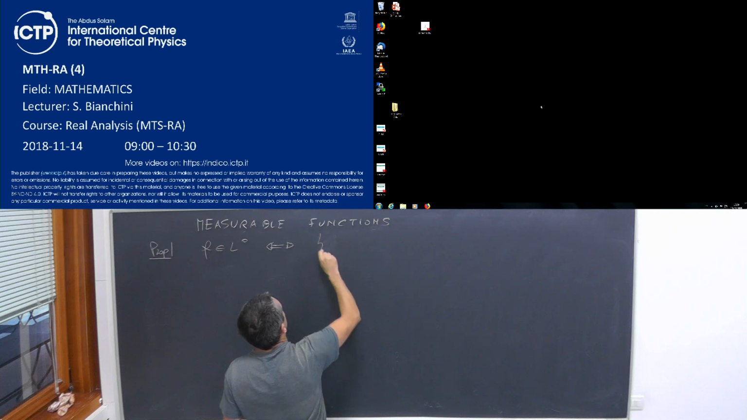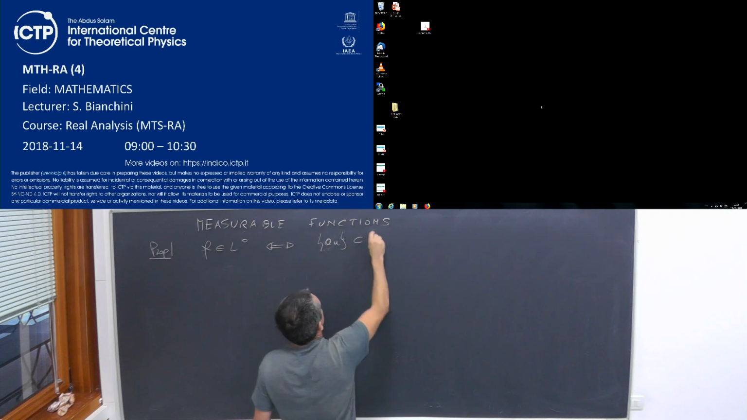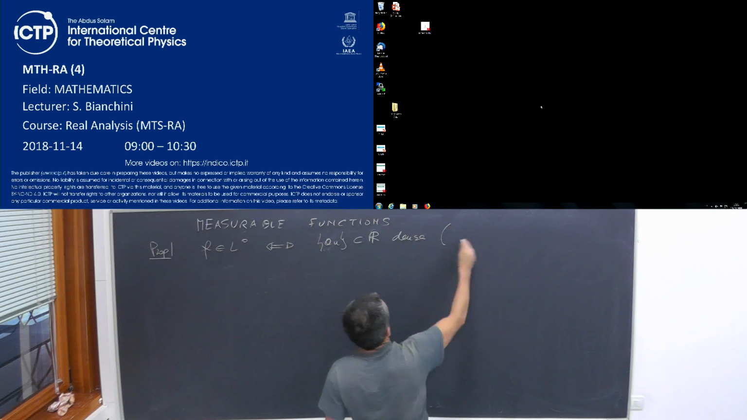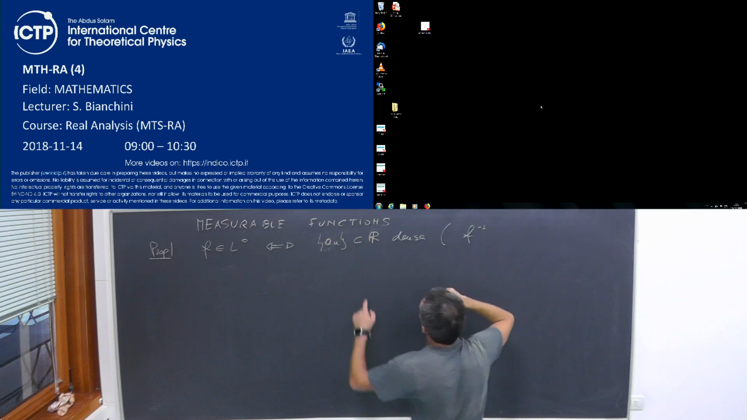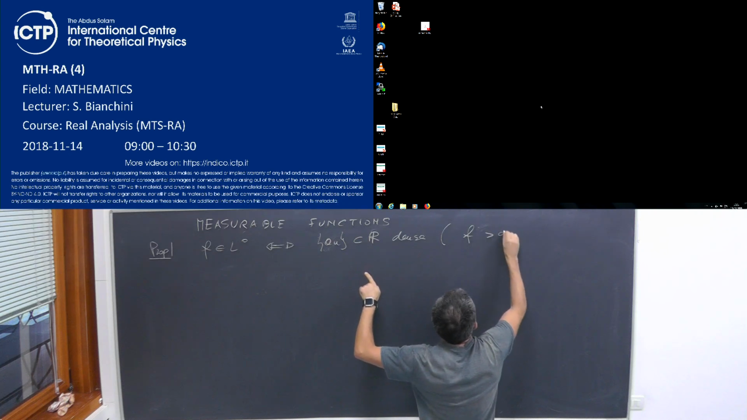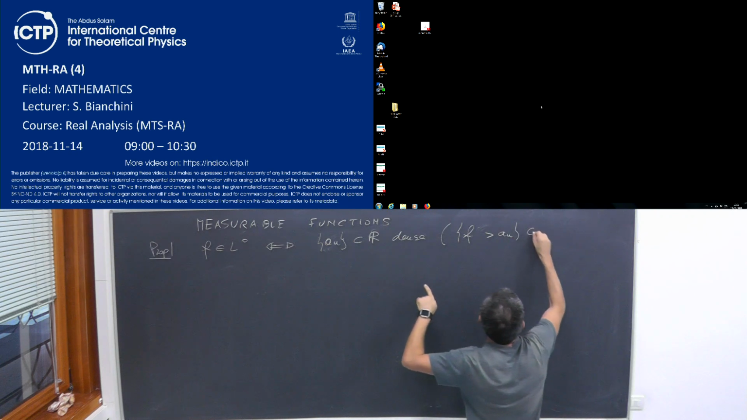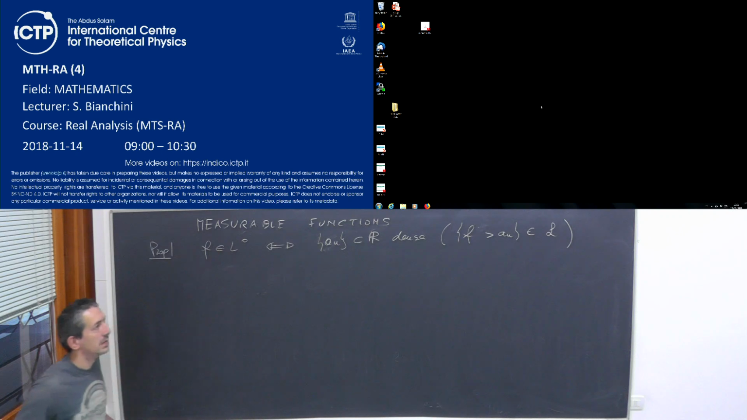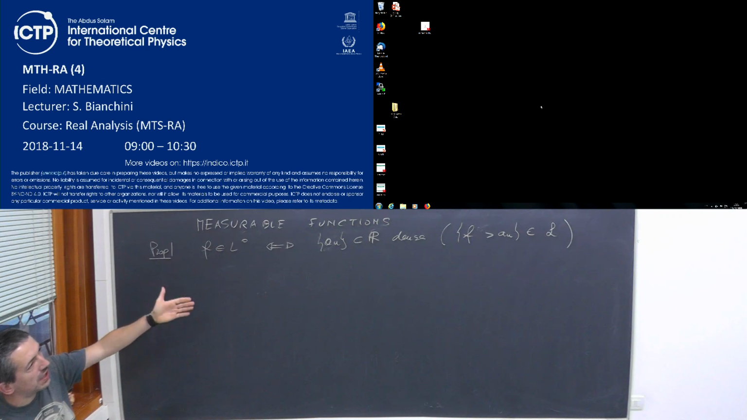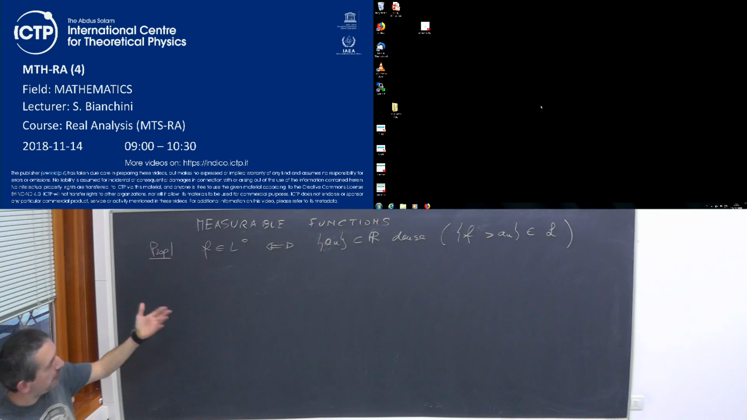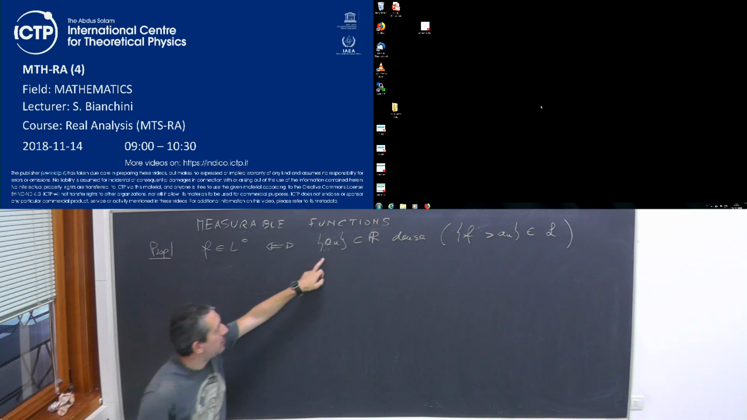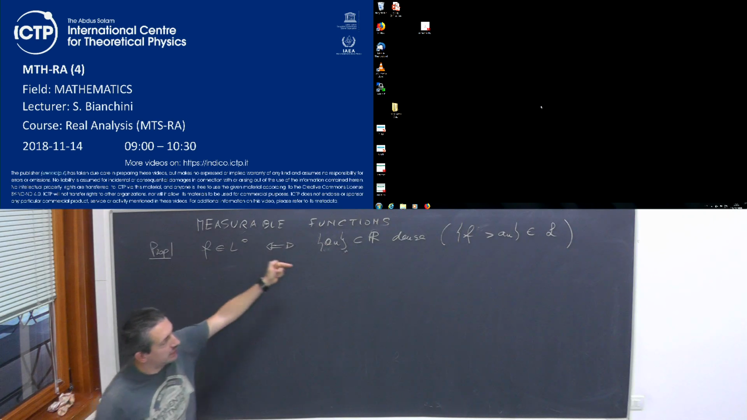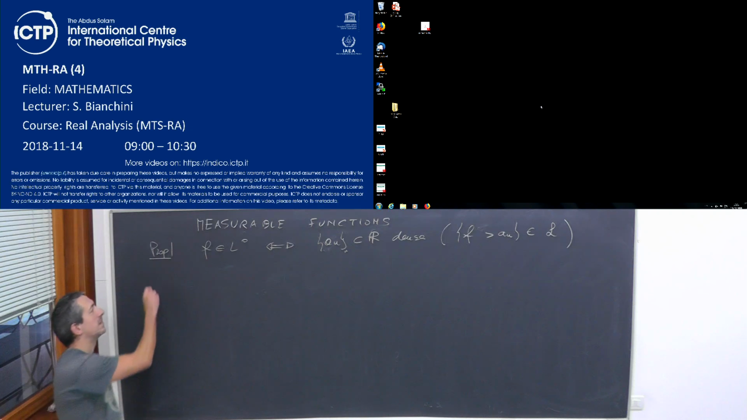So let's say if A(n) contained in R is dense, the counter image f to the minus 1 of f greater than A(n) is measurable. So if I have a dense sequence in R and the counter images are measurable, this implies a countable dense sequence, which implies that f is measurable. Clearly, this direction is trivial, it's the opposite.